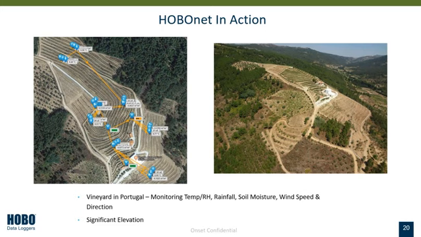So here's a little bit of the HoboNet sensors to scale. And this shows some elevation change as well, and just really how the technology can perform in these environments. This is a vineyard system that is doing temperature, relative humidity, rainfall, soil moisture, wind speed and direction, and you can see all the different icons here for the different parameters, and you can see how they're actually working their way back to the main hub, which is right here.